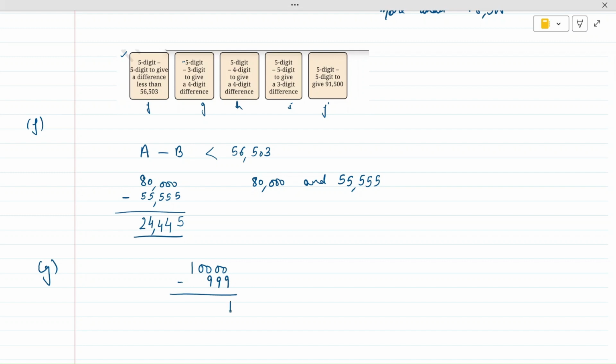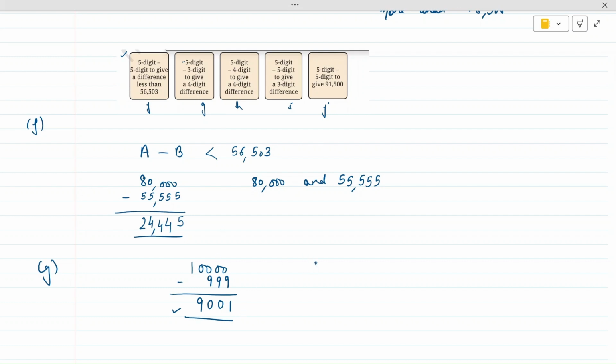10 minus 9 is 1, 0 here, 0 here, and 9 here. So this is a 4 digit number. So what we have done, we took a 5 digit number, 10,000, and from this 10,000, we are subtracting a 3 digit number, which is 999, and we are getting a difference, which is a 4 digit number here.